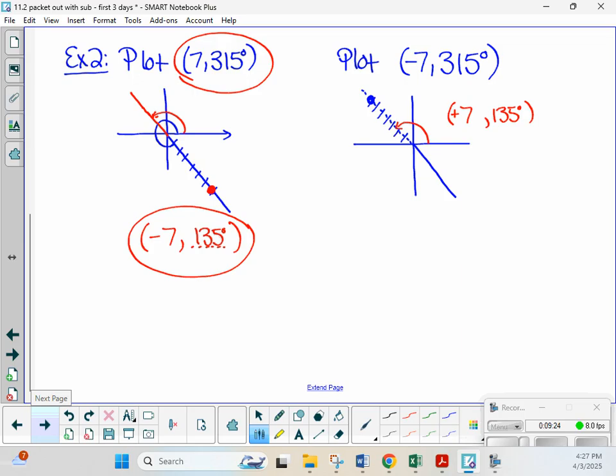So again, let me just talk through this again. If I'm plotting this point here, negative 7, 135, I'm going to rotate to 135. That would be here, but then go 7 units in the opposite direction. Head that way.